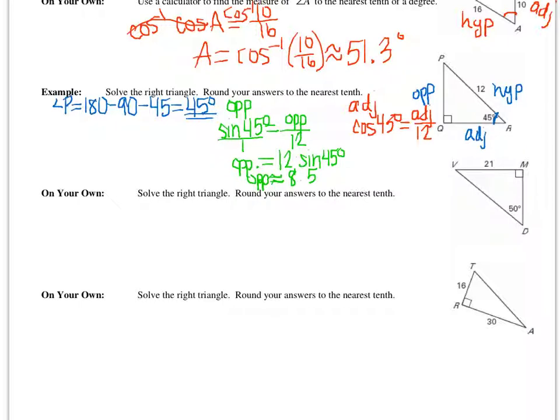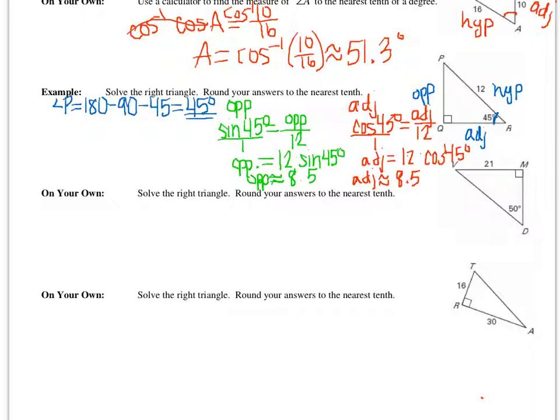And once again, I'm going to make my left side a fraction and cross multiply. 1 times the adjacent side just leaves me with the adjacent side. I don't know what that is. 12 times the cosine of 45 degrees is what I'm having on the right side. So if you put 12 times the cosine of 45 degrees into your calculator, you'll find that your adjacent is about equal to 8.5. So that's how I find all my missing sides and all my missing angles.